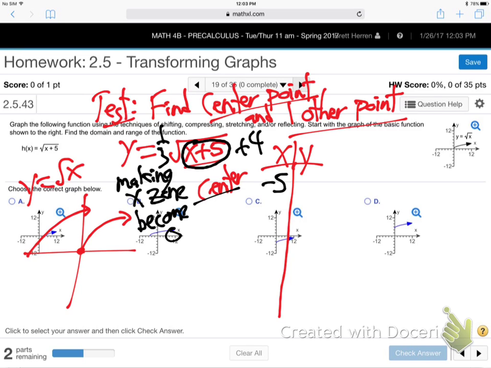Right? Why would it be 0? Why would it be 1/3 times 0 plus 4? Why would it be 4? So I'm not saying make y 0. It's not what I'm saying. I'm saying make x's little world 0. That's where you'll find the new center point every time. So plug in x as negative 5 into the function.